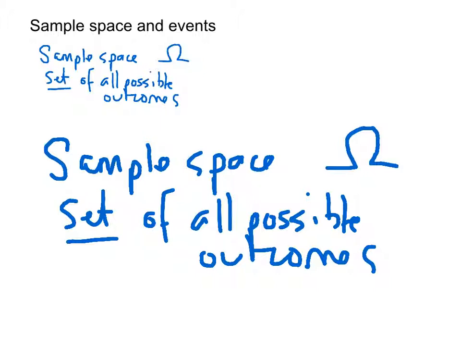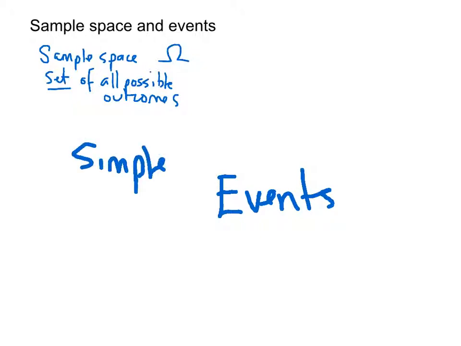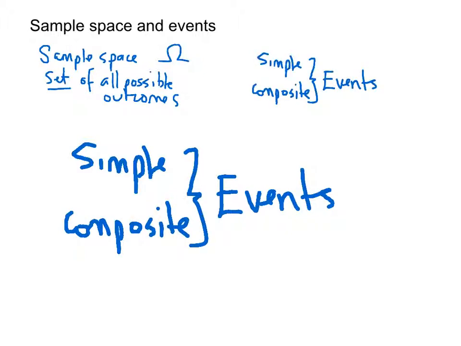So the next term we want, as well as the sample space, what we have within that sample space, the subsets, are called events. And we can have simple events or we can have composite events. And perhaps the best way to explain what we mean by this is by an illustration.